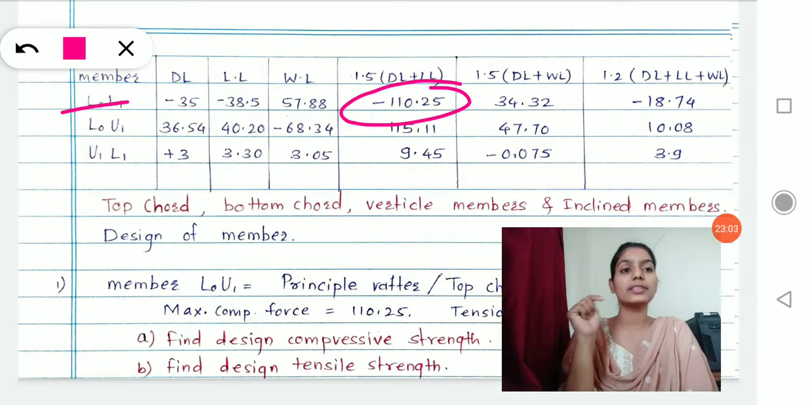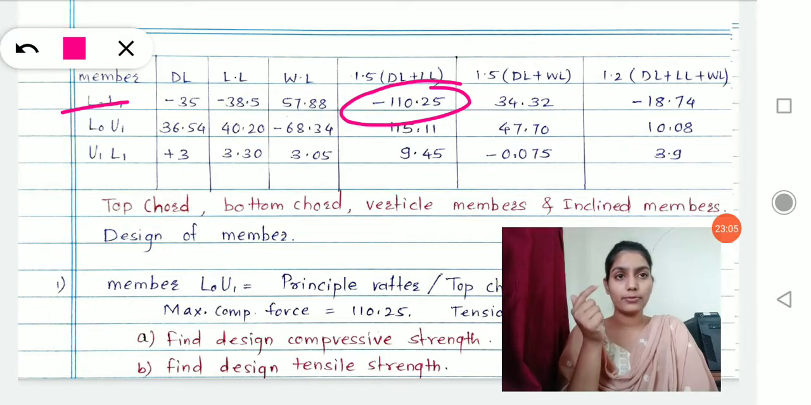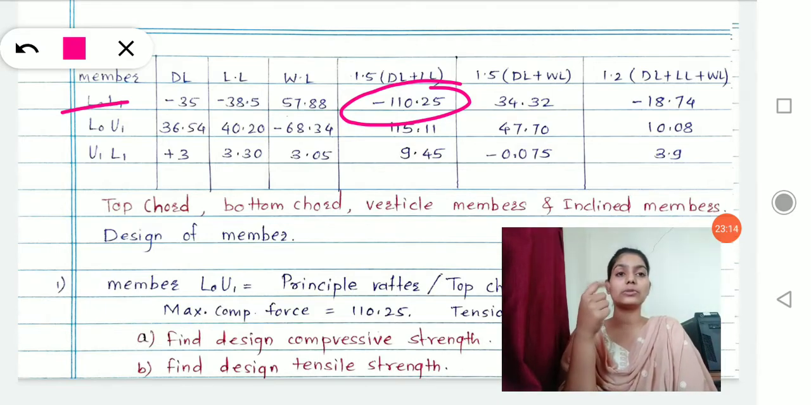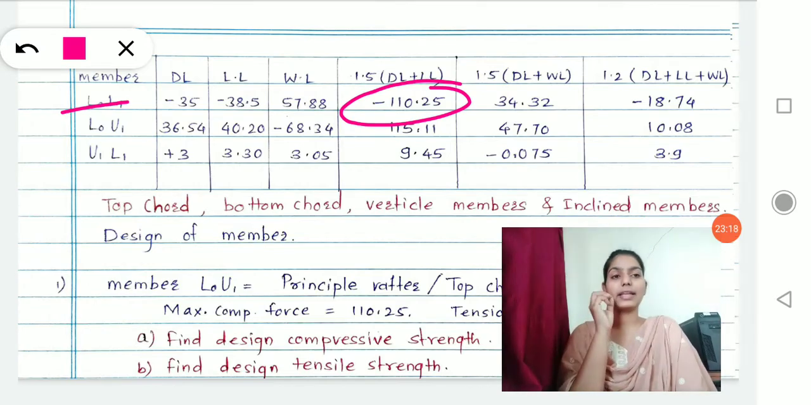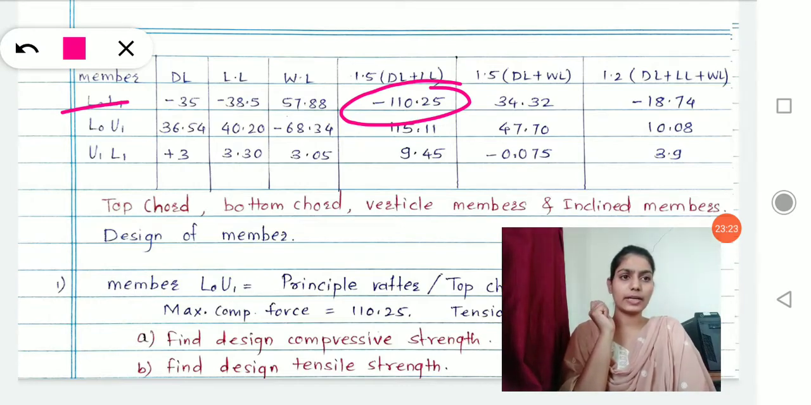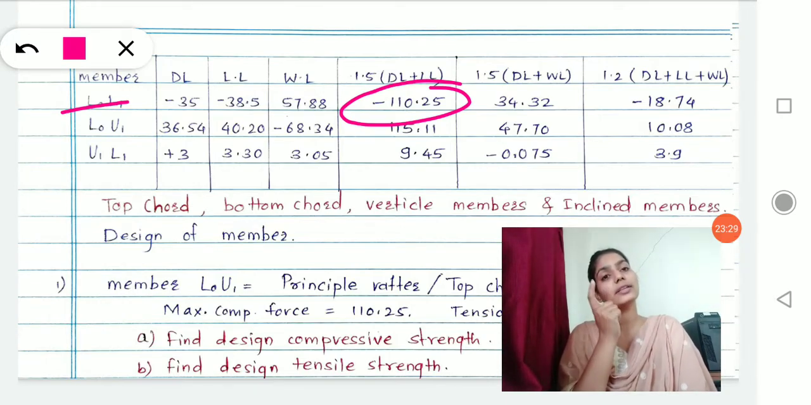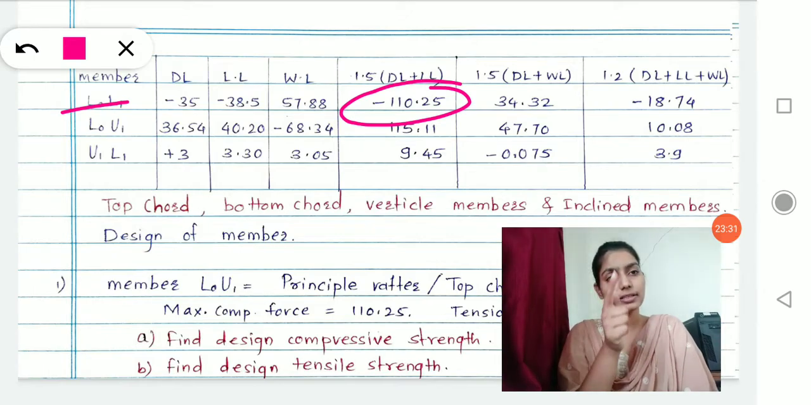How much force is coming? Force is coming at 110.25 kilonewtons. So this is the highest force, and the chance of failure is due to this highest loading, and that's why I will choose the magnitude first. Okay, I understood 110 is the highest force by magnitude. Then I will check its sign. Now check the sign. In that circle you can see the sign is negative.